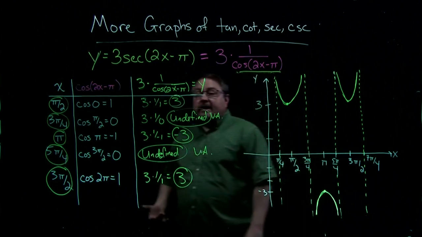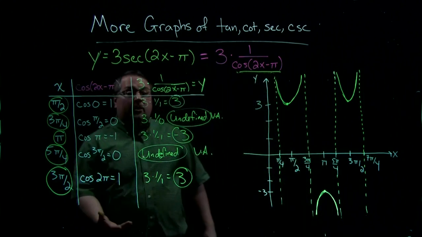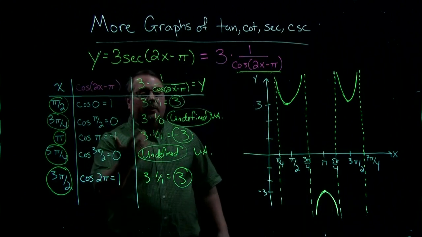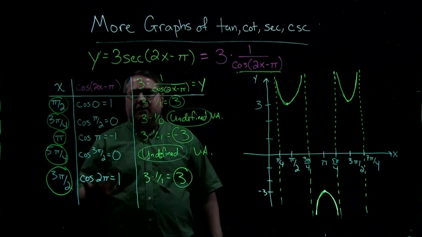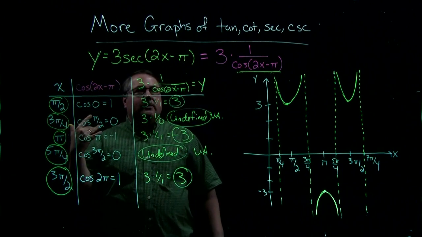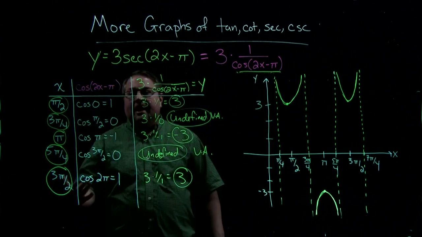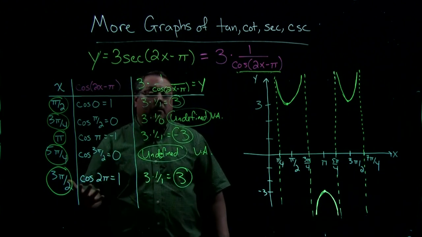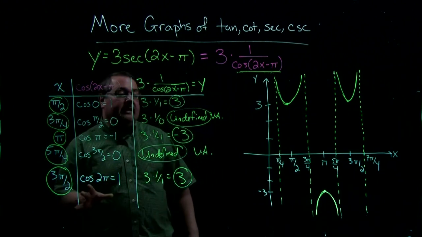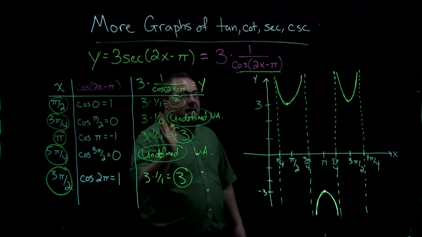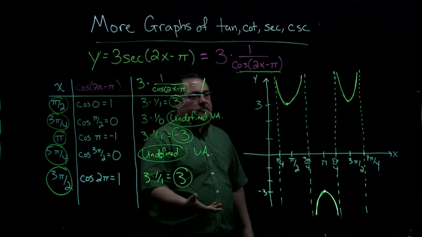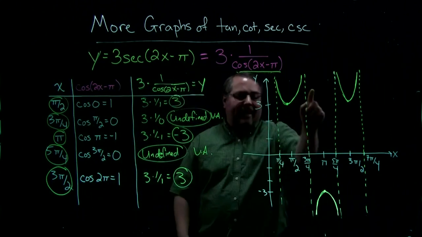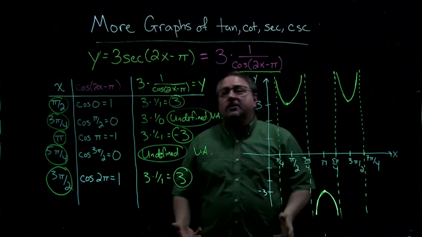If this were a cosecant, this would be very similar, but now we would start out with an asymptote instead of a point, because remember, cosecant is the reciprocal of sine, and the sine values start out at 0 instead of 1. So the first thing you'll get is an asymptote, and you'll go asymptote, point, asymptote, as opposed to point, asymptote, point, but it's the same idea.